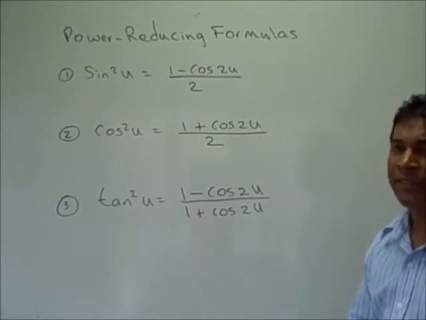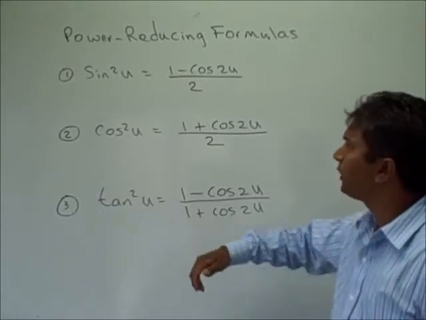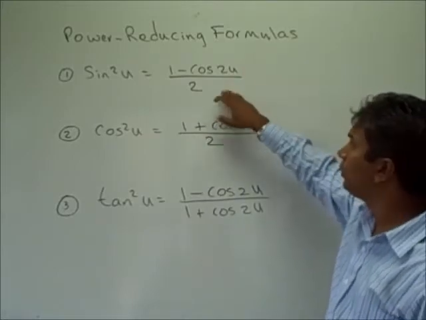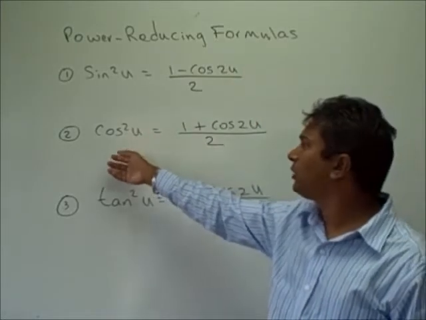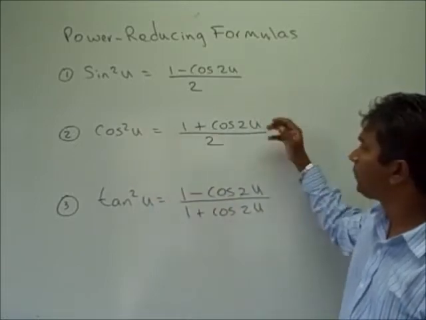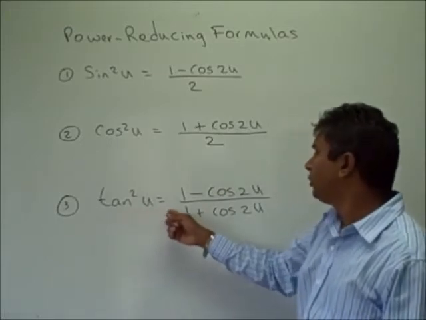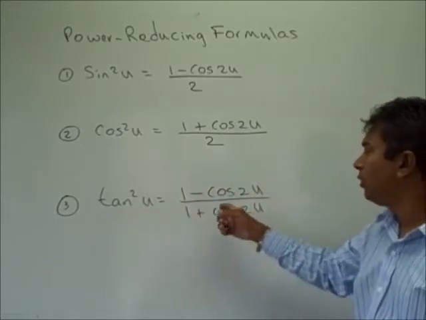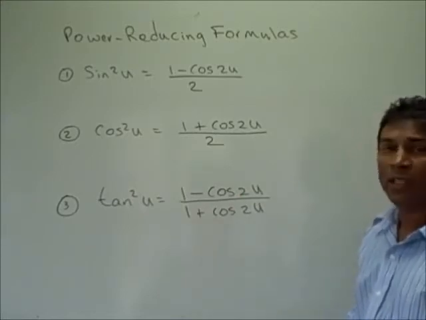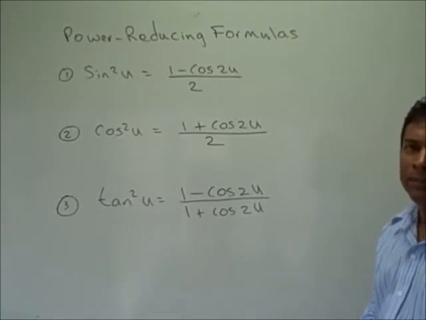Our next set of identities are our power reducing formulas. The first one is sine squared u, which is equal to 1 minus cosine of 2u over 2. And then we have cosine squared of u, which is equal to 1 plus cosine of 2u over 2. And finally tan squared u, which is equal to 1 minus cosine of 2u all over 1 plus cosine of 2u. Now we'll look at a couple of examples demonstrating the use of our power reducing formulas.